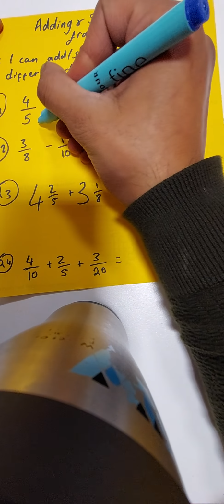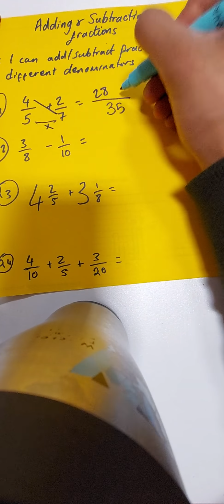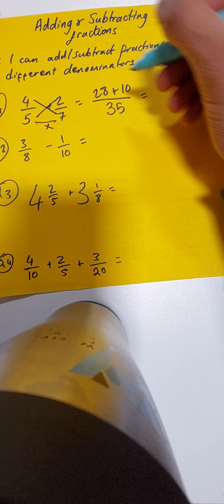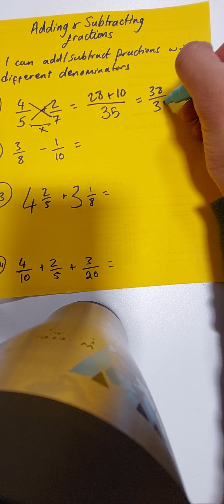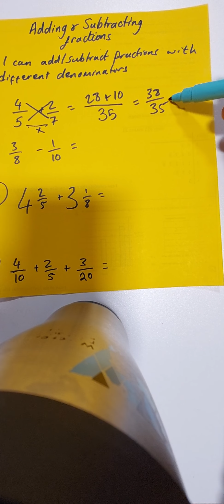All you do, multiply the denominators, so 5 times 7 is 35. Then cross multiply, 4 times 7 is 28, plus 5 times 2 is 10. Add numerators, 38 over 35. Now that's your final answer. If the question says simplify, then simplify.